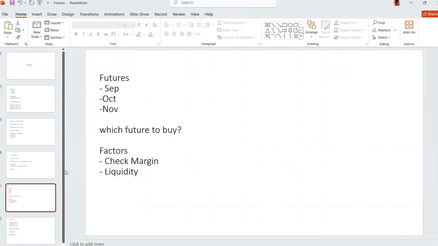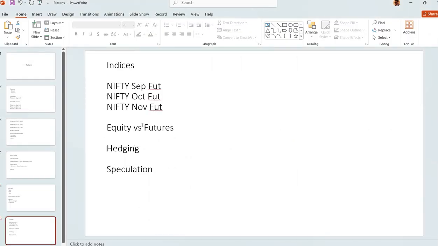Let us see what is the major difference between equity and futures. Equity we can hold for the long term, but futures we can hold only up to expiry. Whether you are buying September, October or November, we need to sell it by the last week, that is on Thursday. So we use these futures for hedging and speculation.